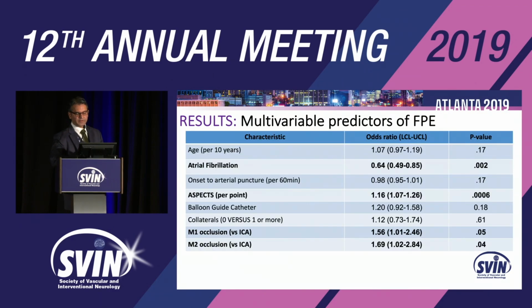If we look at multivariate predictors of FPE, the predictors that we identified were both patient-specific, that is atrial fibrillation, baseline ASPECTS, and site of occlusion. So non-ICA occlusion was associated with first pass effect.